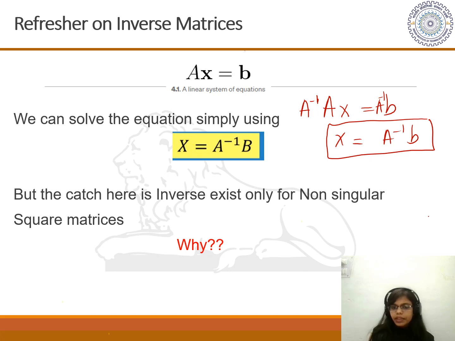But the catch here is that we are using A inverse to solve this system of equations, and A inverse does not exist for every matrix. It only exists for non-singular and square matrices, right? Why does inverse exist for only non-singular and square matrices? Here we're gonna see that.